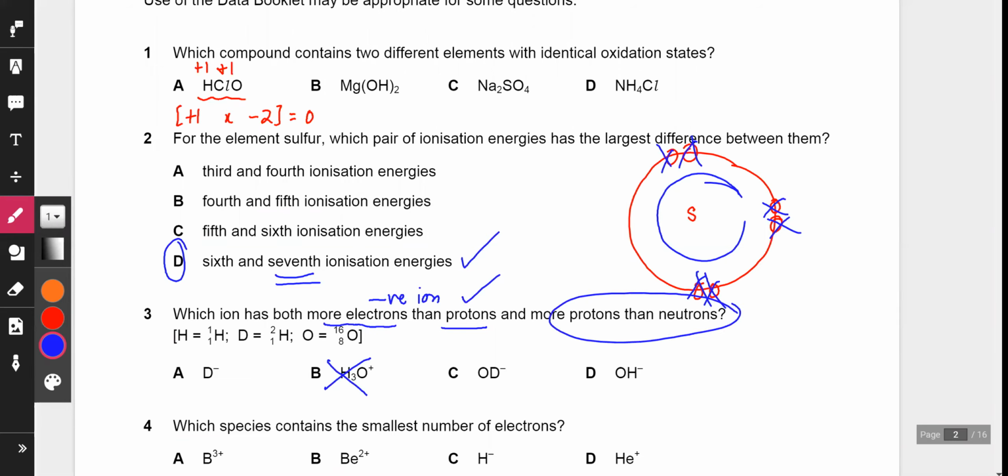So just calculate the protons. Oxygen is how many protons? It's 8 protons, and hydrogen is 1 proton. And how many neutrons? Oxygen has 8 neutrons, and hydrogen has 0 neutrons. The normal hydrogen atom has 0 neutrons. So that's the number of protons, and that's the number of neutrons. So he was asking for more protons than neutrons, so it's going to be D.